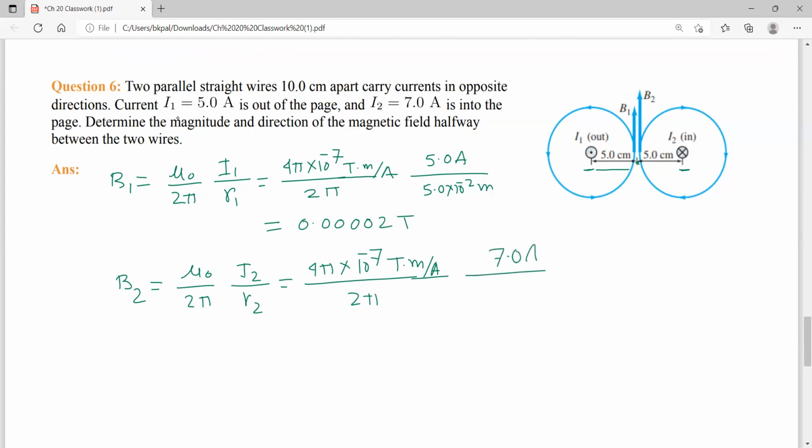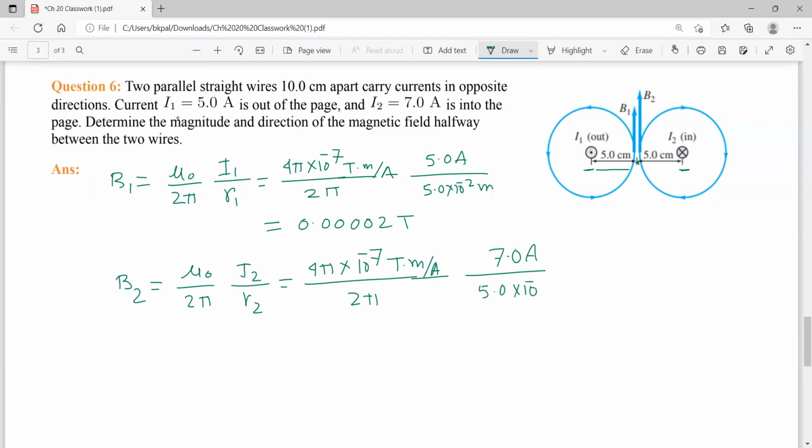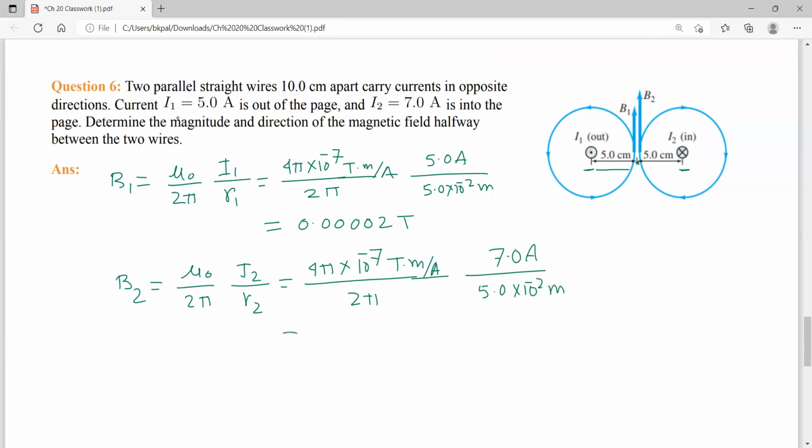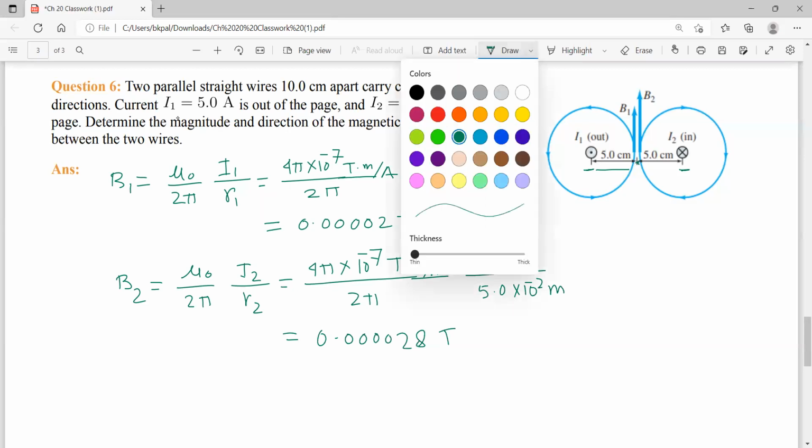This is 7 amp, and again the distance is 5 centimeters, so 5 times 10 to the power minus 2 meter. So plugging all these values in your calculator gives you this Tesla. Okay, now we have to calculate the net magnetic field and direction. We have to understand the direction for each magnetic field to determine the net magnetic field.